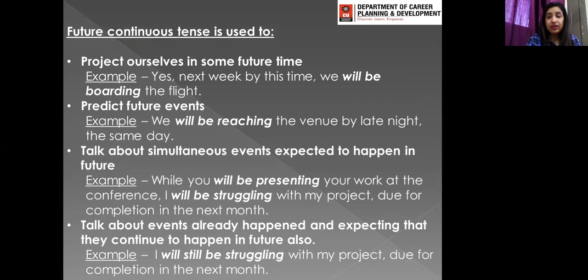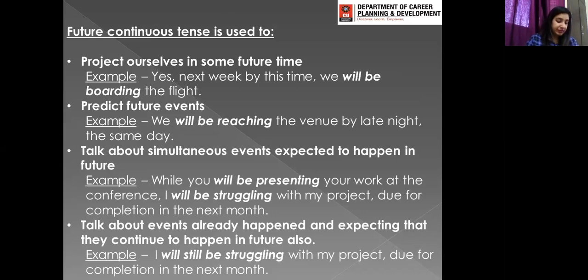Next, we are going to understand the uses of the future continuous tense, the special cases where we use the future continuous or future progressive tense. One is to project ourselves into some future time. This is something you are doing: you are projecting something that is going to be happening in the future. Yes, next week by this time we will be boarding the flight.